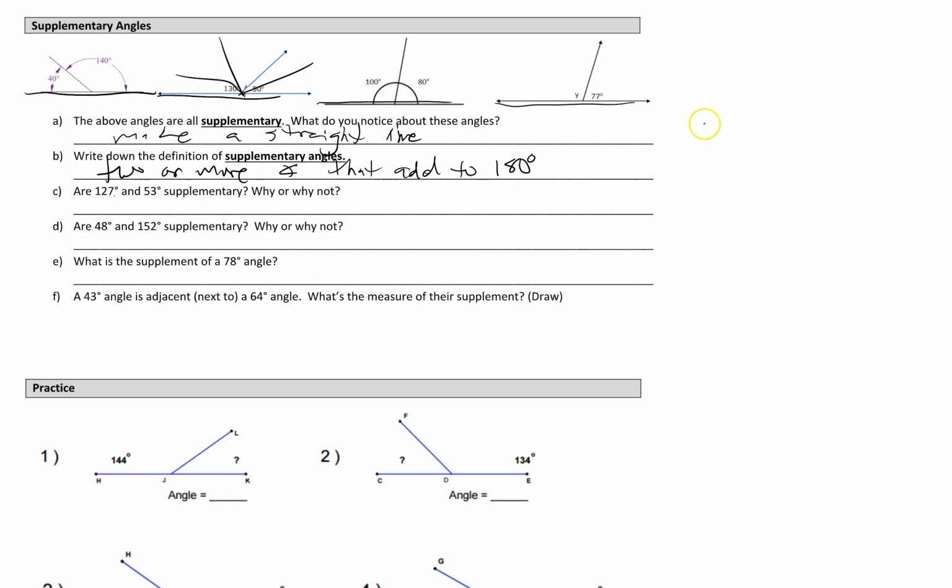So to test, are 127 and 53 supplementary? We can test it by adding them. 127 plus 53 is 180, and seeing yes, this one works because they add to 180 degrees.